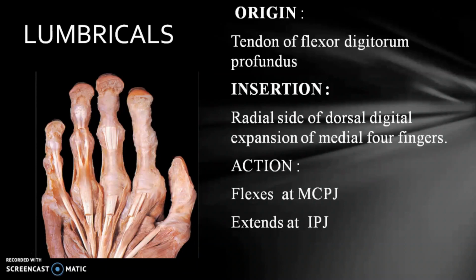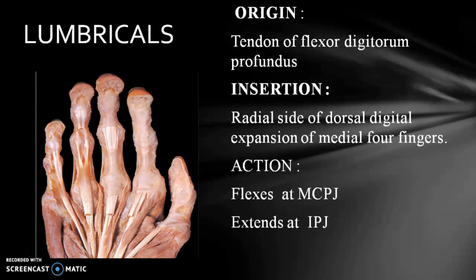Talking about its insertion, it is inserting into the radial side of the dorsal digital expansion of the medial four fingers. So in the dorsal digital expansion, the radial side of it gives insertion for this particular muscle. Here you can make out the lumbrical muscle, a worm-like muscle, so we call it lumbricals, taking origin from the profundus tendon and getting inserted into the radial side of the dorsal digital expansion. The action of this muscle is flexion at the metacarpophalangeal joint and extension at the interphalangeal joint. So two actions are made at two joints.